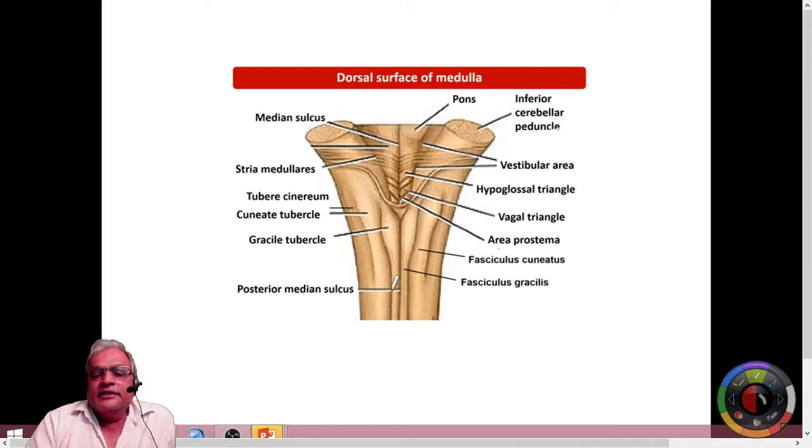And on either side, you can see there's some elevation here, and so also here there's an elevation. So this particular elevation is the fasciculus gracilis, and this one is the nucleus gracilis, or the gracile tubercle. That is where the nucleus gracilis is located. And this is the fasciculus cuneatus and the nucleus cuneatus. Now, where does this fasciculus gracilis come from? What is it all about?